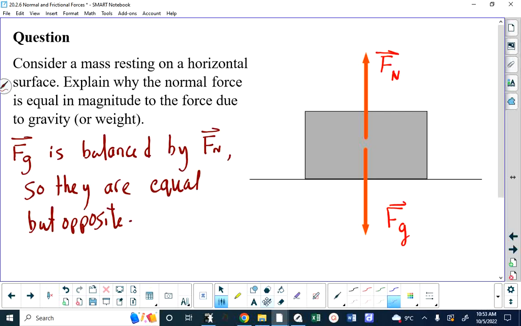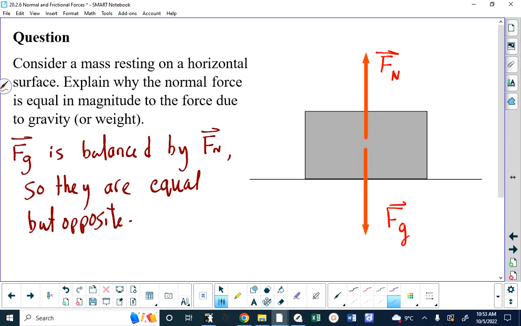If I say, what's the normal force for a 2-kilogram box on a horizontal surface? You find the weight of the object. Because of this statement, the weight of the object will be equal but opposite to the normal force. So when you take 2 kilograms times 9.81 newtons per kilogram and get a weight of 19.62 newtons down, the answer to the question would be the normal force is 19.62 newtons up.